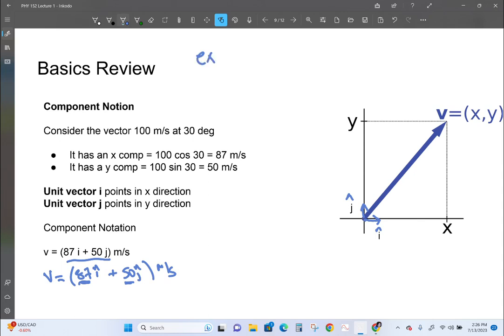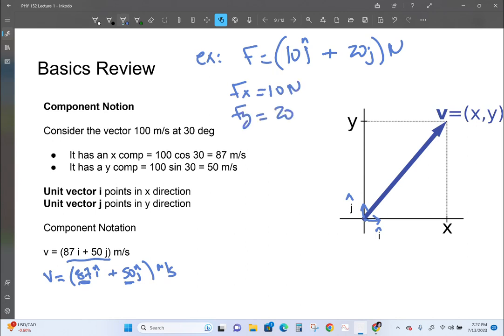So if I give you an example of a force that is 10 newtons in the i direction and 20 newtons in the j direction, Fx is 10 newtons and Fy is 20 newtons. I can find the magnitude by taking 10 squared plus 20 squared, taking the square root. I can find the direction of that, and it's in the first quadrant because both of these are positive, so my direction will be a positive number.